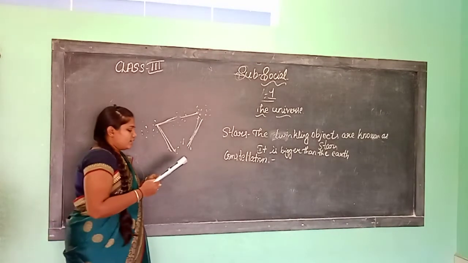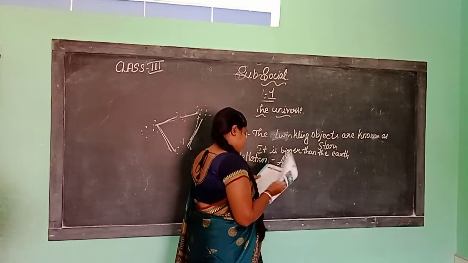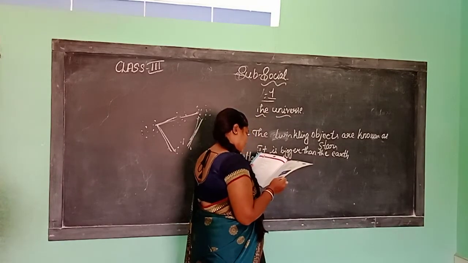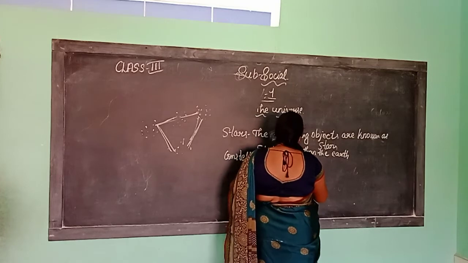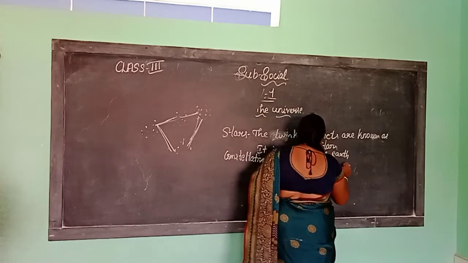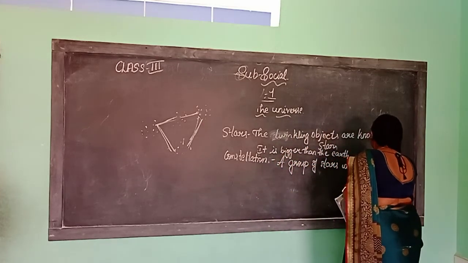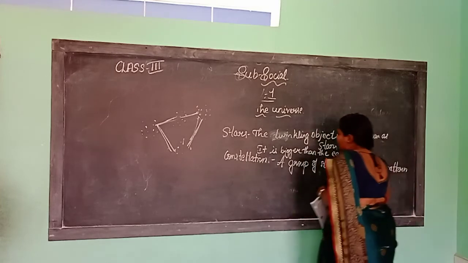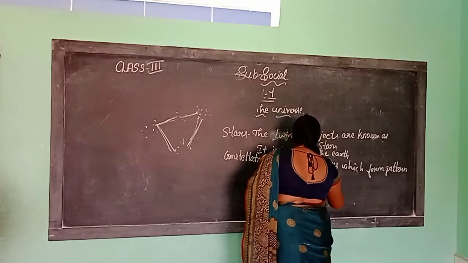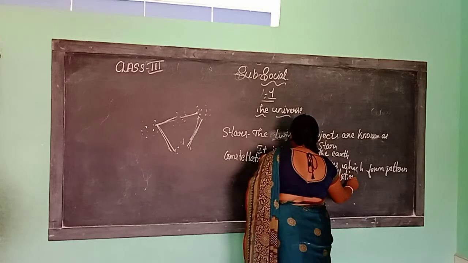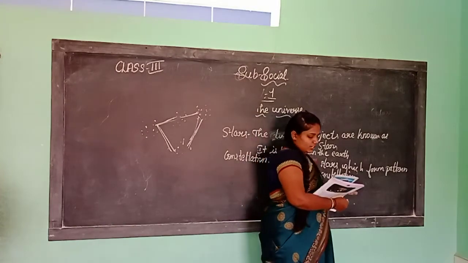What is constellation? A group of stars which form a pattern are called constellation.